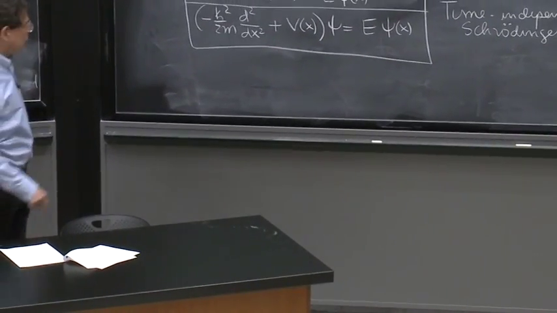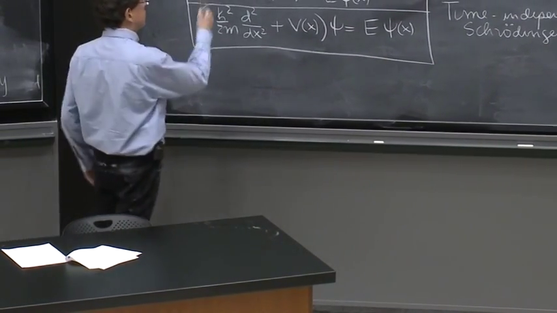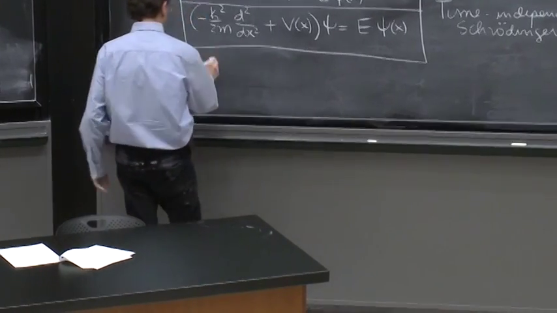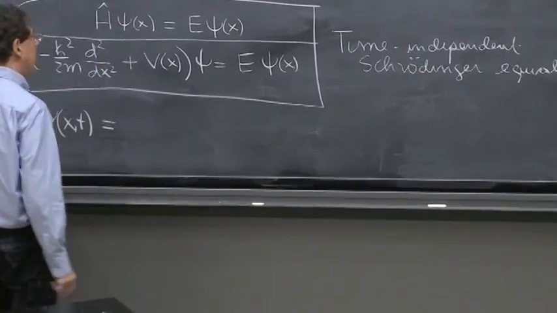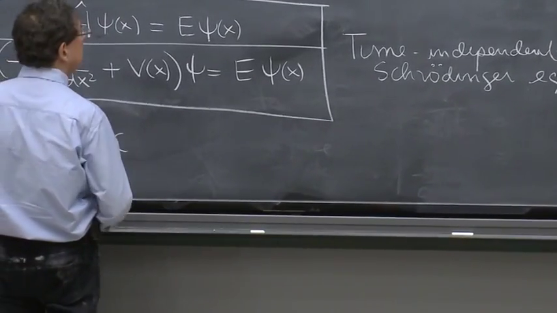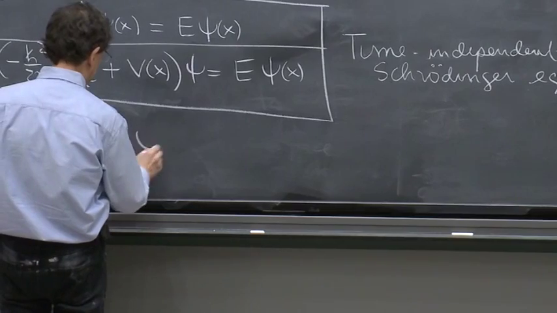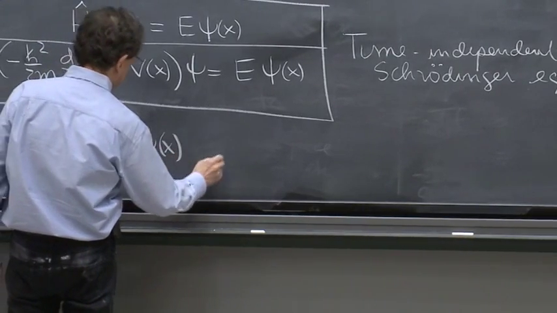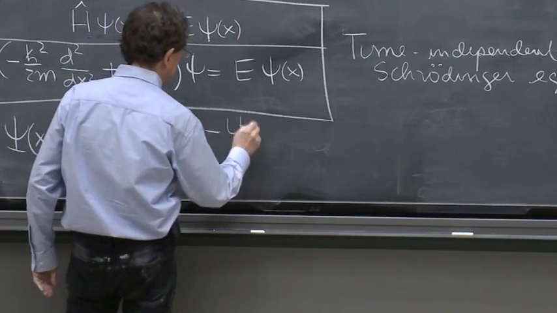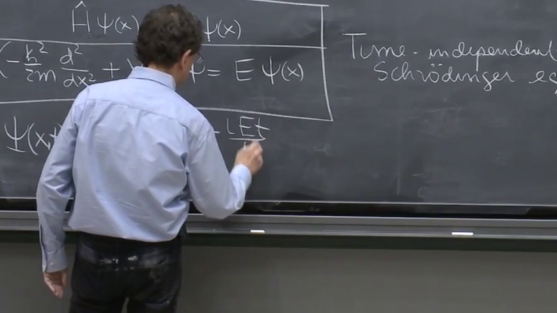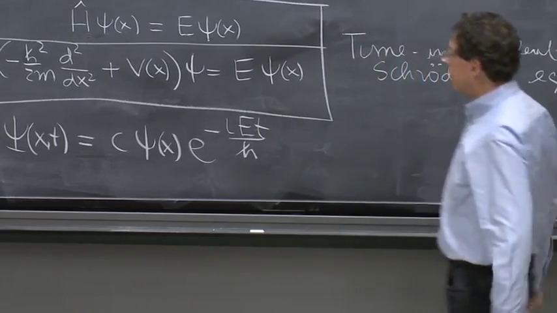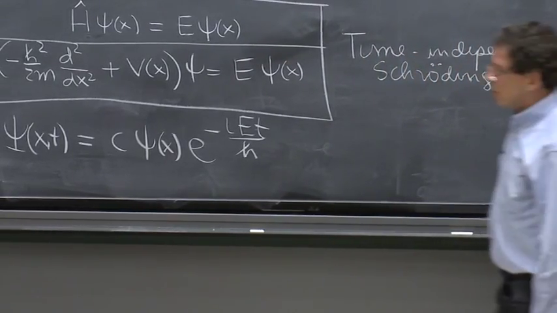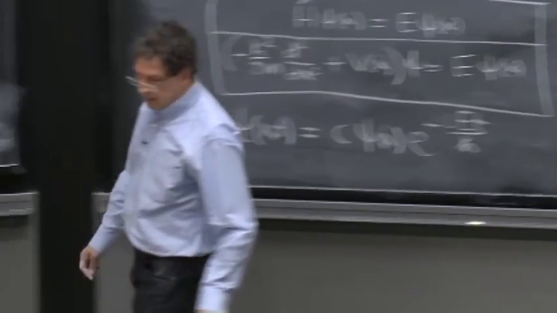Let me write the whole solution then. If you've solved these two things, the whole solution psi of x and t is now a constant times psi of x times e to the minus i E t over h bar, where this psi of x solves this equation. So this is the stationary state.